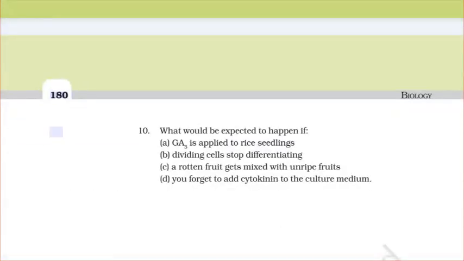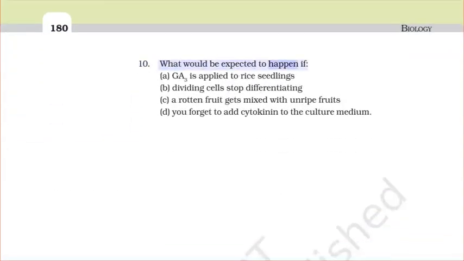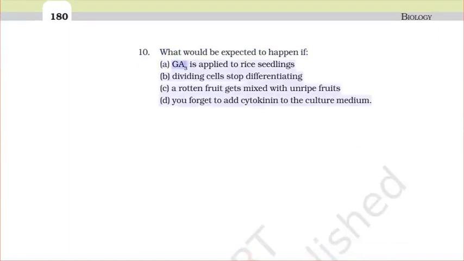Exercise 10. What would be expected to happen if A. GA3 is applied to rice seedlings, B. dividing cells stop differentiating, C. a rotten fruit gets mixed with unripe fruits, D. you forget to add cytokinin to the culture medium?